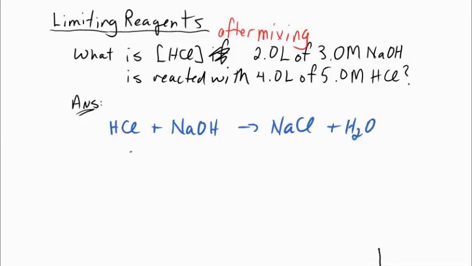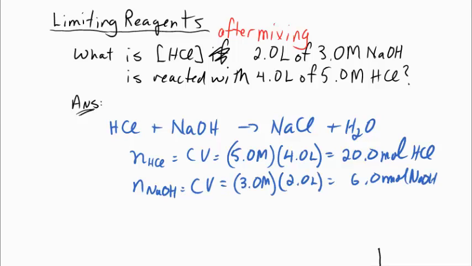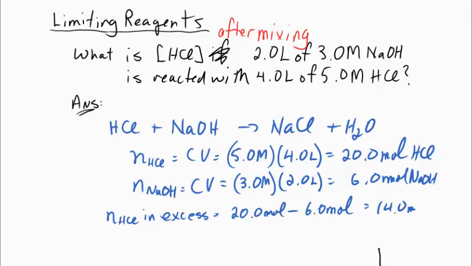Write an equation and balance it. This one's 1 to 1. So let's just see how many moles of HCl there are. Concentration times volume gives 20. There's less sodium hydroxide. 3 times 2 is just a mere 6. Those 6 moles of sodium hydroxide will destroy 6 moles of HCl, leaving 14 moles left over after all is said and done.